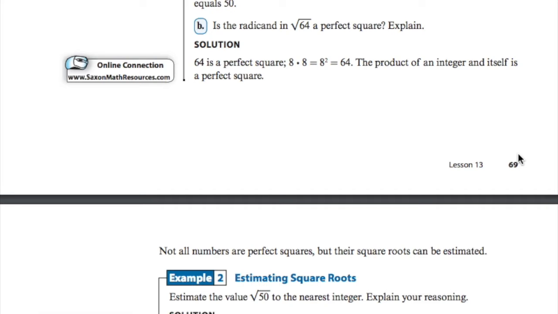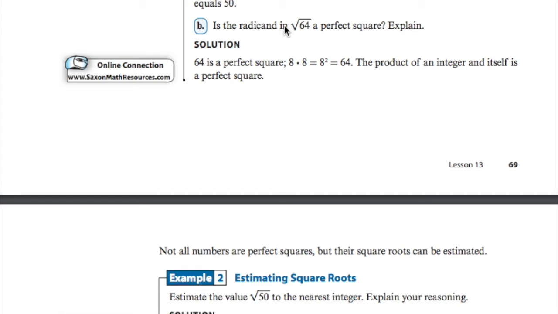For example, letter A, is the radicand, the square root of 50, a perfect square? Well, was 50 on our list? 50 is not a perfect square. It was not multiplied as 6 times 6 is 36, 7 times 7 is 49, so 50 is close, but it's not there. 8 times 8 is 64. It missed the mark. It's not a perfect square.